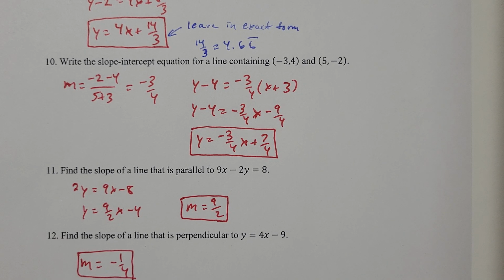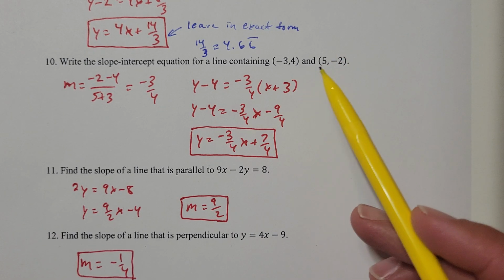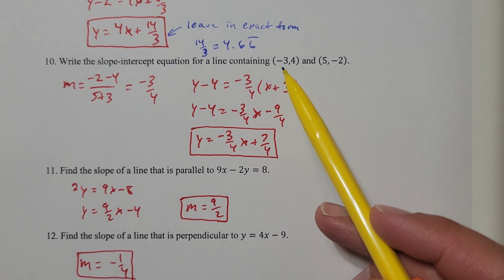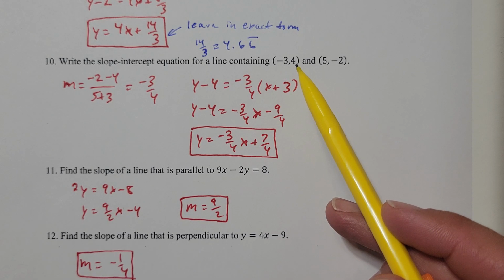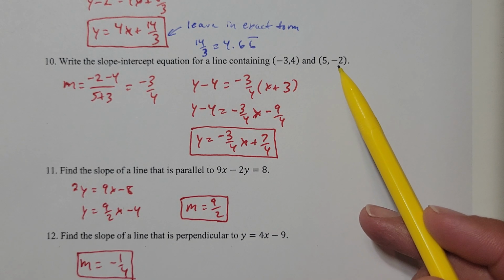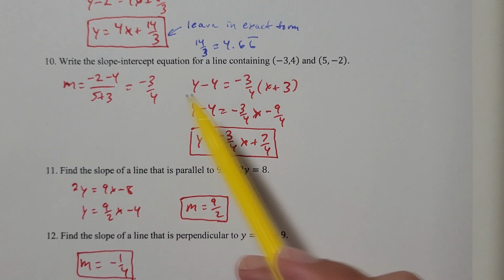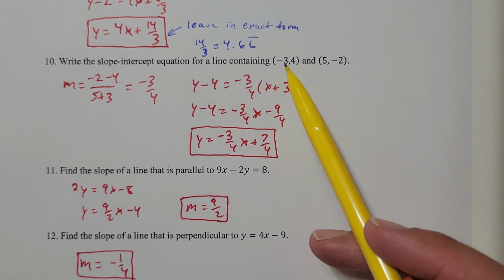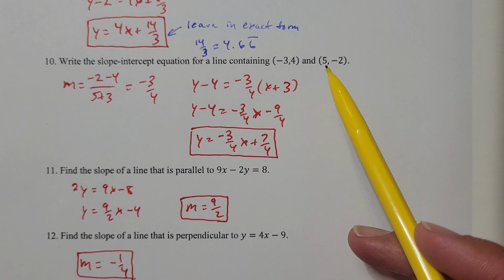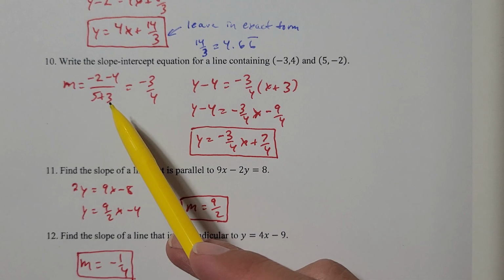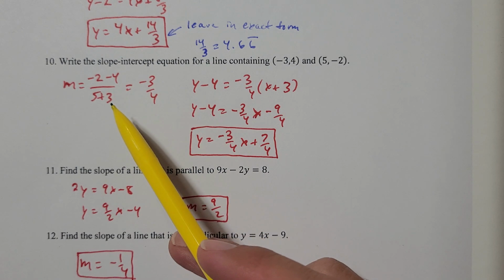So the first thing I have to know is the slope. What's the slope of this line that's going to pass through these 2 points here? Well, change in y over change in x. So x1 is -3, y1 is 4, x2 is 5, and y2 is -2. So I got change in y. That'd be -2 minus 4 divided by change in x. 5 minus a -3, the same as 5 plus 3. Okay, so we end up getting -6 over 8.